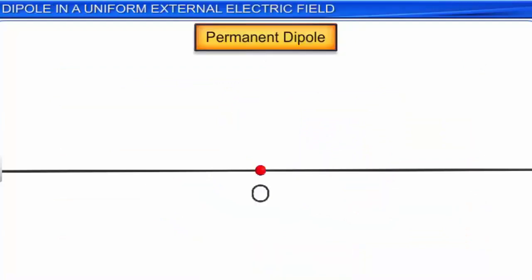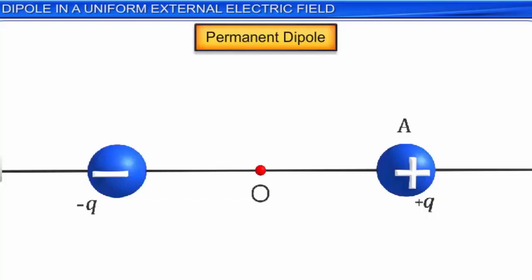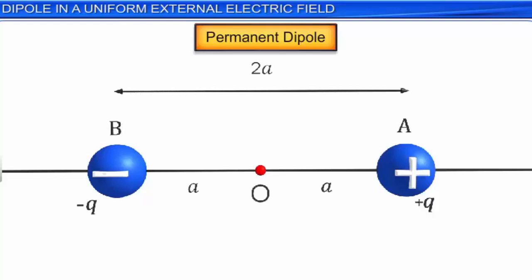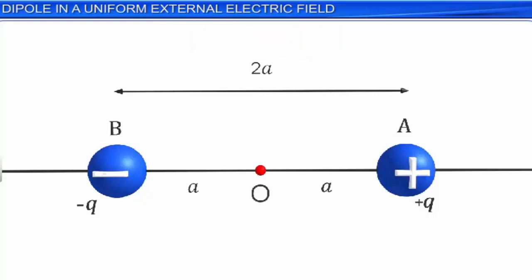Consider a permanent electric dipole having a positive charge plus Q at A and a negative charge minus Q at B separated by a distance 2a. A permanent dipole is one which has a dipole moment irrespective of the presence of an external electric field. The electric dipole moment P of the dipole is equal to 2aq, directed from minus Q to plus Q along the axis of the dipole.